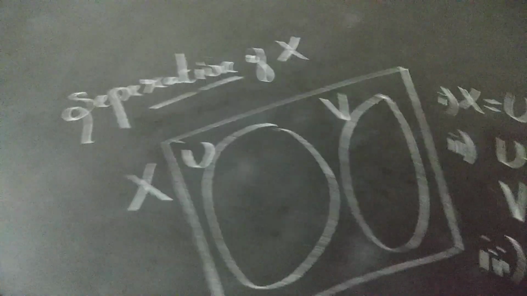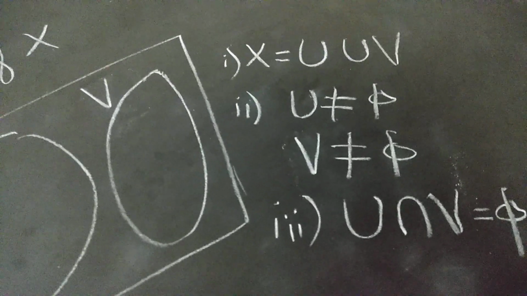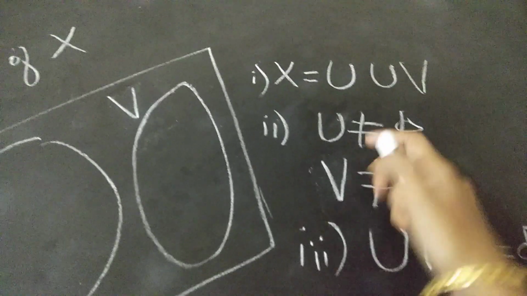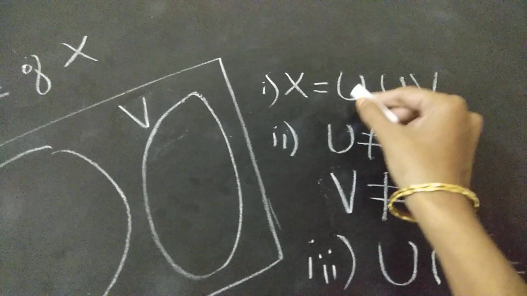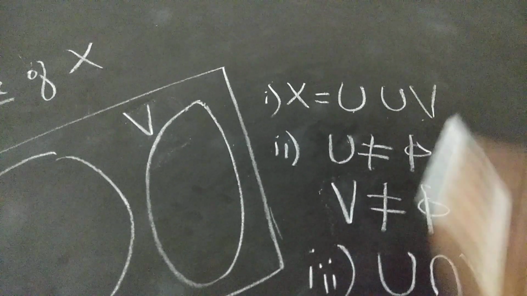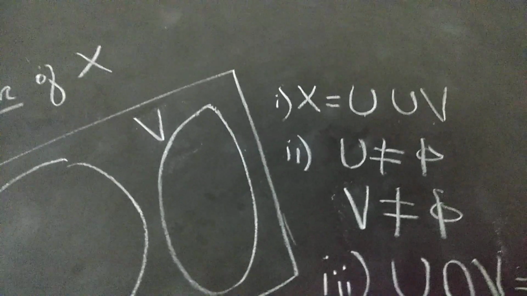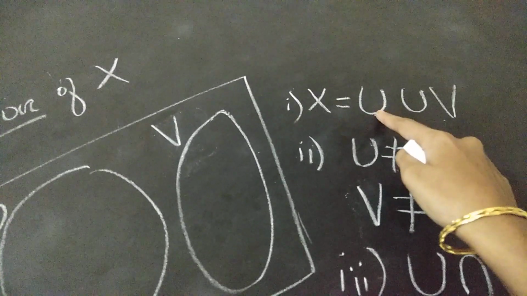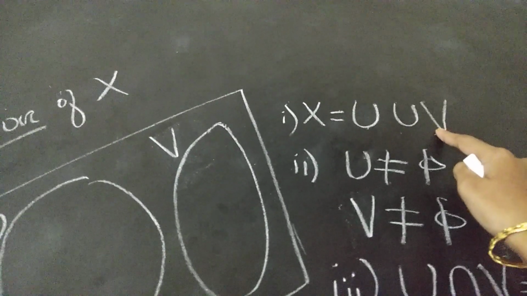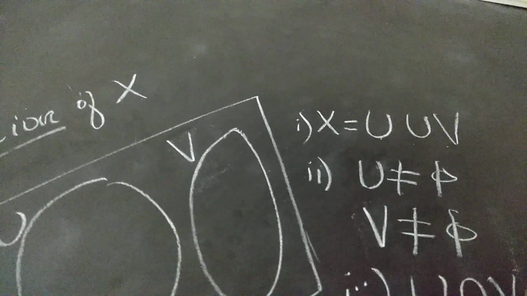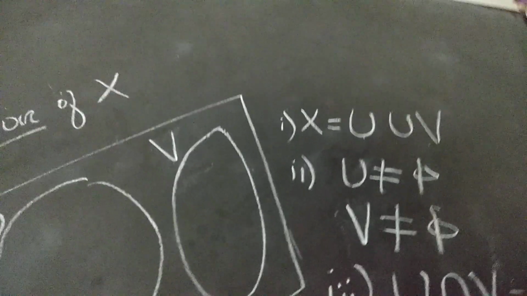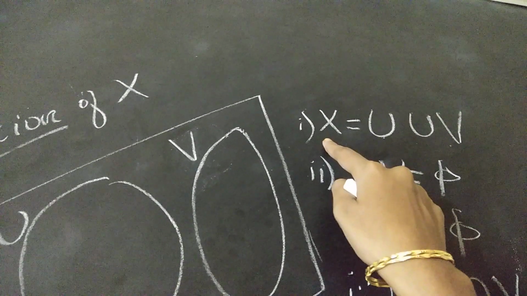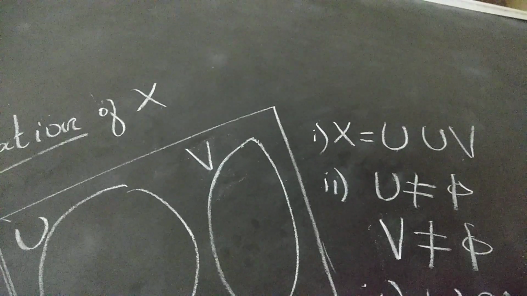Let's see the conditions. Here you have three conditions. What is the first one? When you find the union of U and V, we know how to find the union, right? It is very basic. So when you find the union of U and V, you will get an answer, right? That answer should be equal to X, okay?